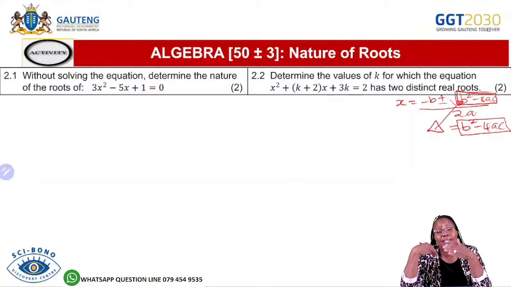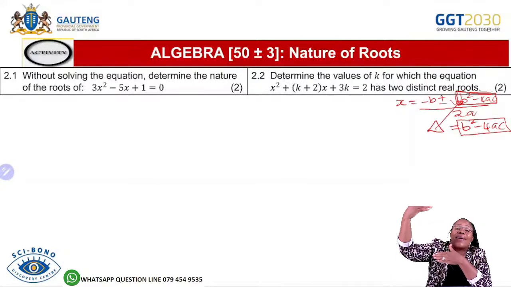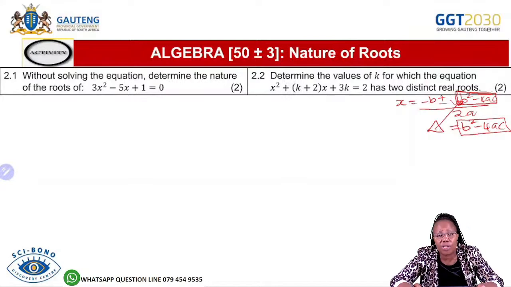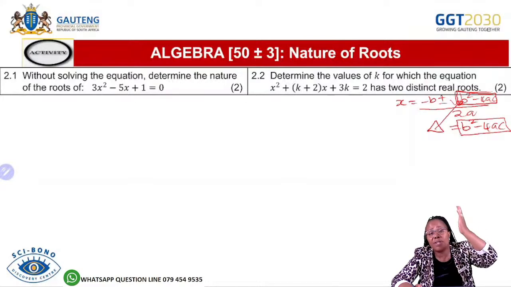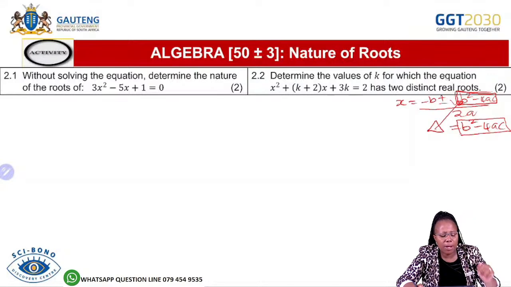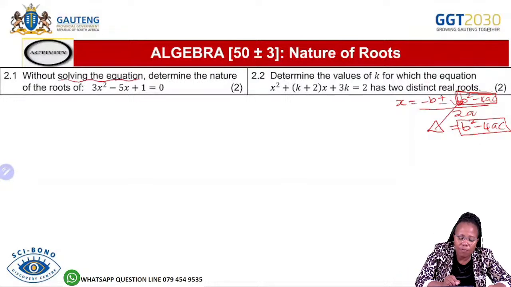The minute it has a relationship with the quadratic formula, that means it has a relationship with the quadratic equations, because it's quadratic equations, quadratic function, quadratic formula, then the nature of roots. All of the four I've mentioned, they have a relationship, grade 12. Okay, and then with the 2.1, let's see what is expected of us. In this case, they say without solving the equation, determine the nature of roots of this 3x squared minus 5x plus 1. What do they mean when they say without solving the equation?